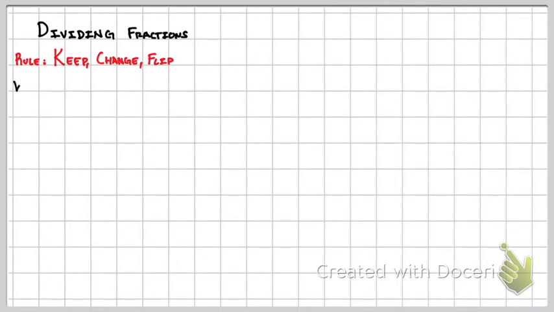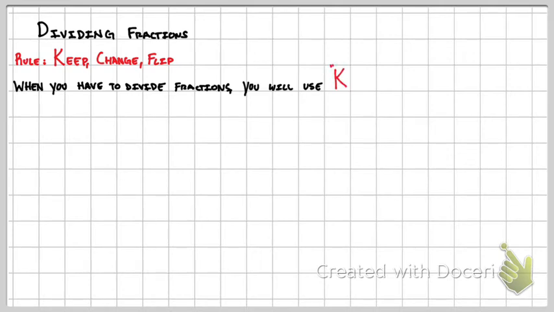So when you have to divide fractions, you will use KCF. You will hear me say KCF a lot. And again, KCF stands for keep, change, flip.